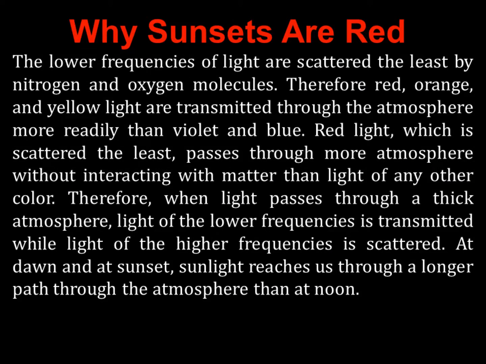Why sunsets are red. The lower frequencies of light are scattered the least by nitrogen and oxygen molecules. Therefore, red, orange, and yellow light are transmitted through the atmosphere more readily than violet and blue. Red light, which is scattered the least, passes through more atmosphere without interacting with matter than light of any other color. Therefore, when light passes through a thick atmosphere, light of the lower frequencies is transmitted while light of the higher frequencies is scattered. At dawn and at sunset, sunlight reaches us through a longer path through the atmosphere than at noon.